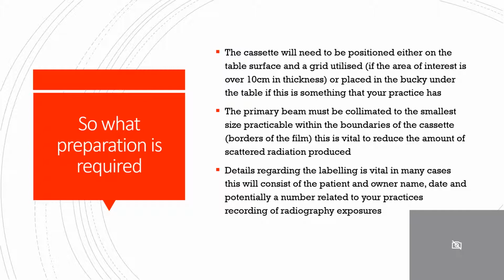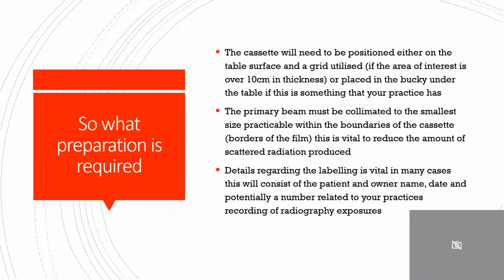So what preparation is required? The cassette will need to be positioned either on the table surface and a grid utilised, and that is if the area of interest that we are X-raying is over 10 centimetres in thickness. So for example, we use grids as a general rule of thumb for all views other than that of the limbs. Or it may be placed in the bucky, which is a form of grid, and this is under the table. Check to see if this is something that your practice has.